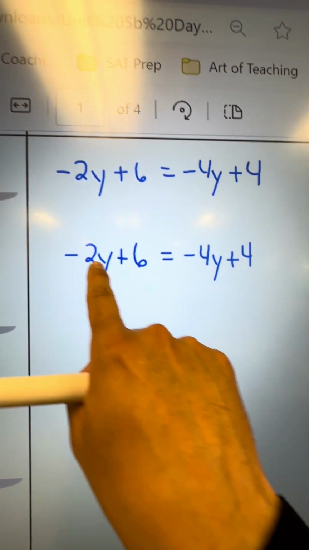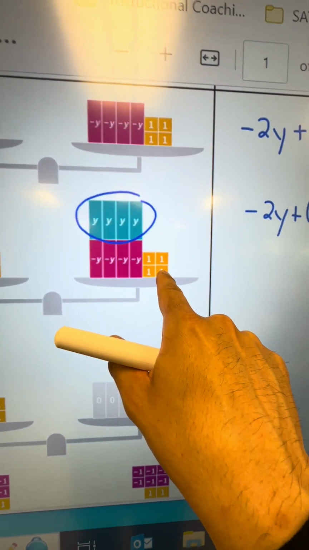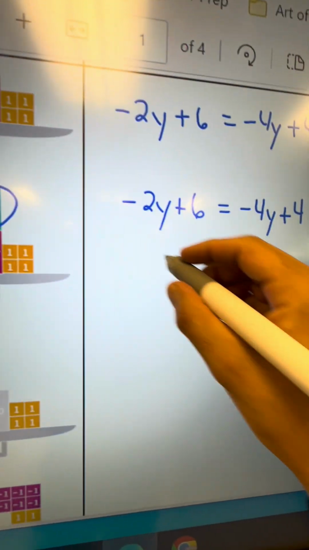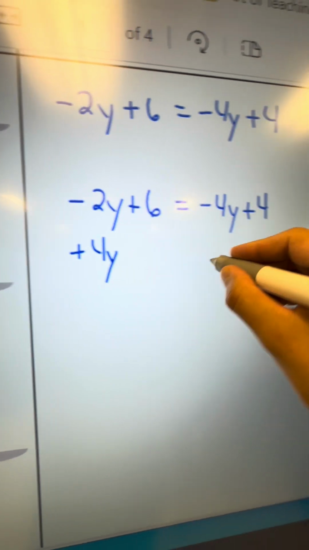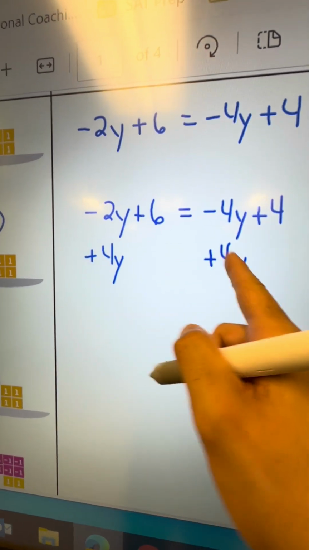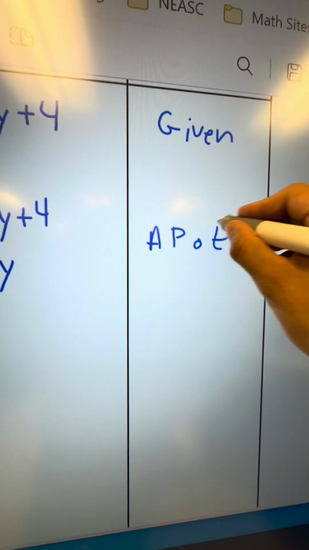So what I did first is I copied the original equation, because you can see here we still have negative 2y plus 6 and negative 4y plus 4, which is what I wrote here. We're just going to show that we're adding 4y to both sides now. So I'm going to put plus 4y plus 4y. And what I'm doing here is I'm adding 4y to both sides, so it lets me know that this is the addition property of equality.